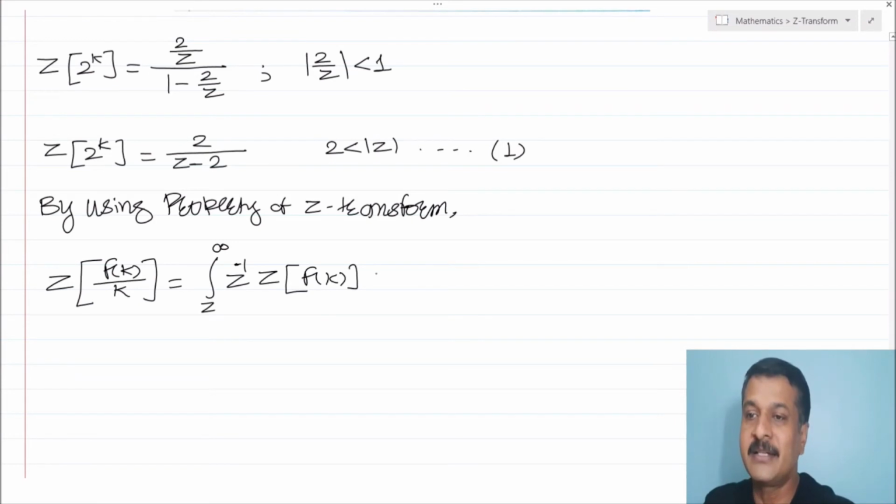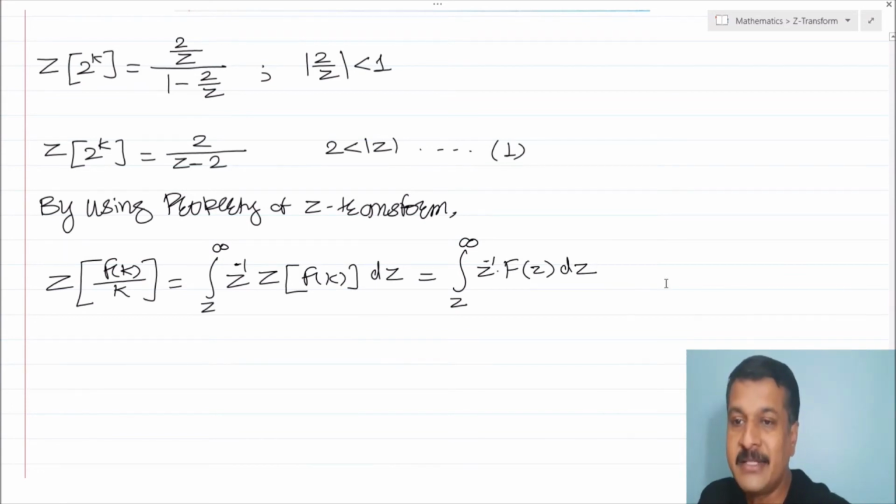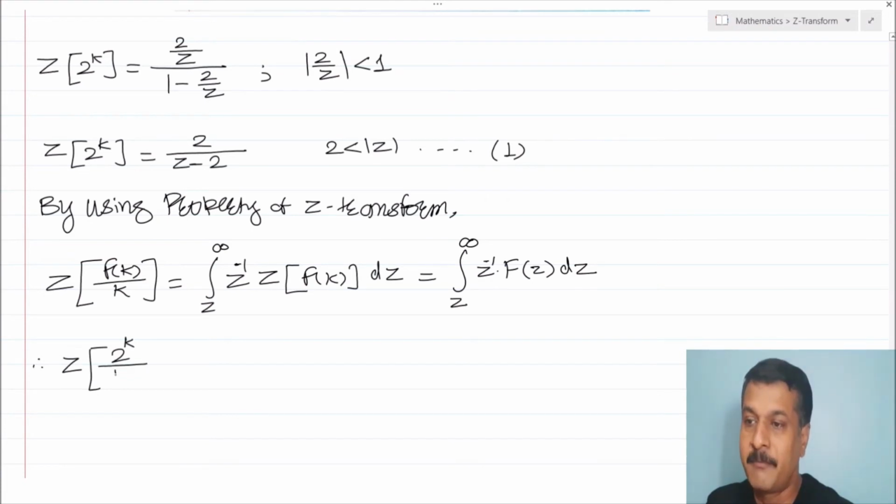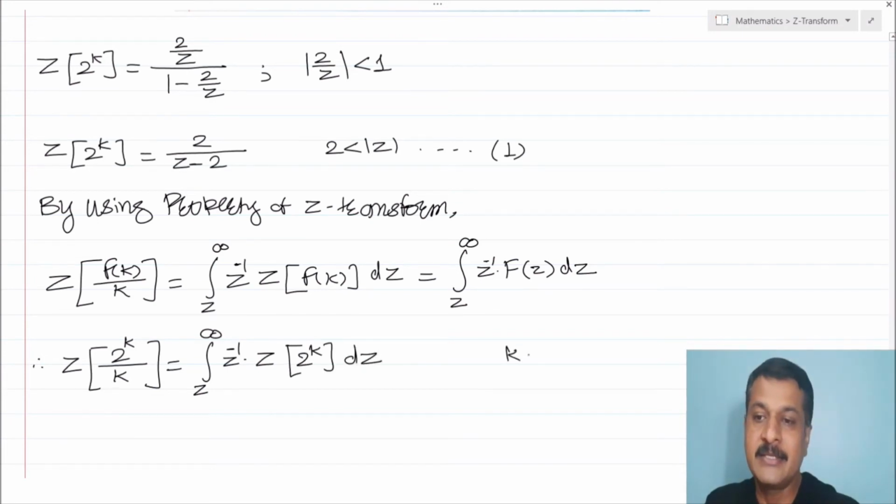If we consider z transform of f of k is F of z, same thing I can write integration from z to infinity z inverse into F of z dz, and that is why I am getting here z transform of 2 raised to k by k equal to integration from z to infinity z inverse into z transform of 2 raised to k into dz, where k is greater than or equal to 1.